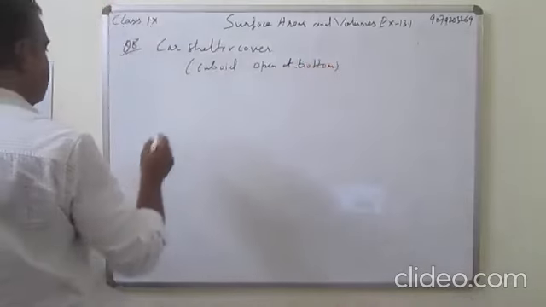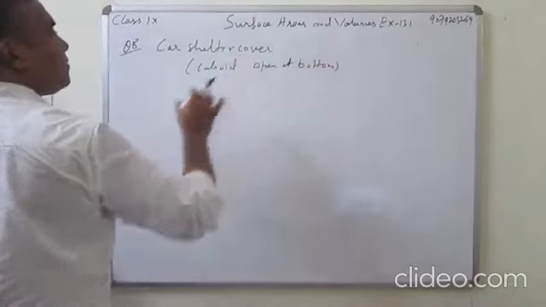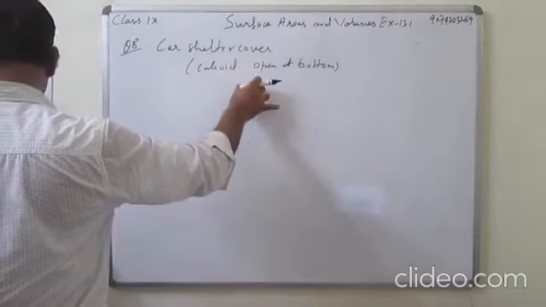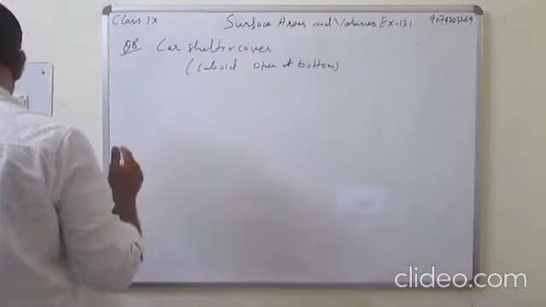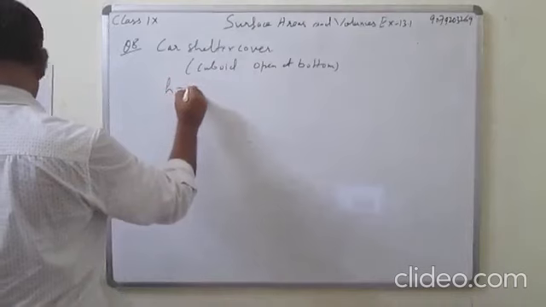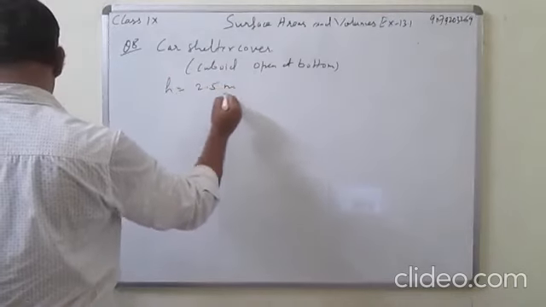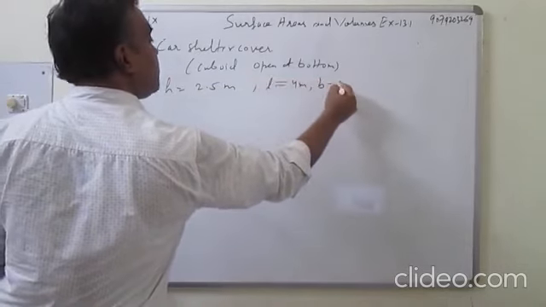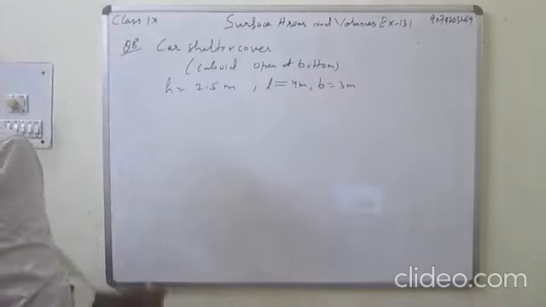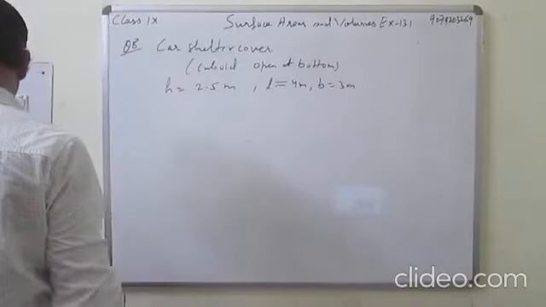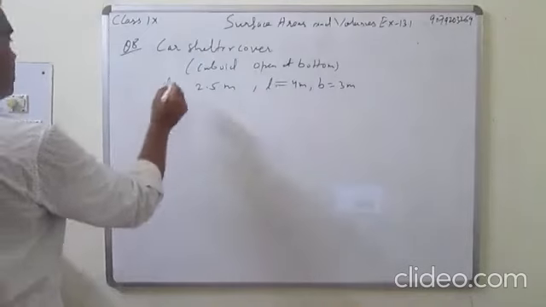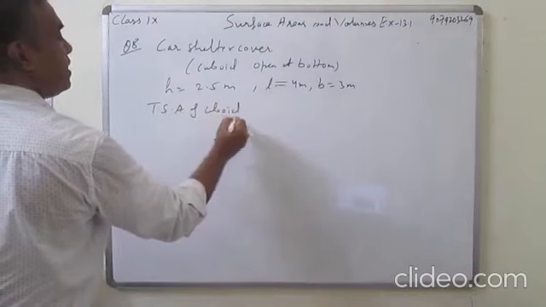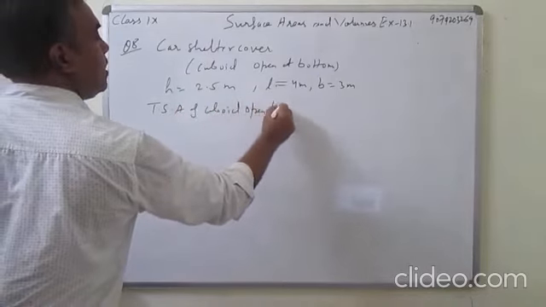So we calculate the TSA of an open box. What is given to you, assuming that stretching margins are very small: height is 2.5 meter, length is 4 meter, and breadth is 3 meter. Find the total surface area of tarpaulin for the shed. So we have to find the TSA of a cuboid, open lid.